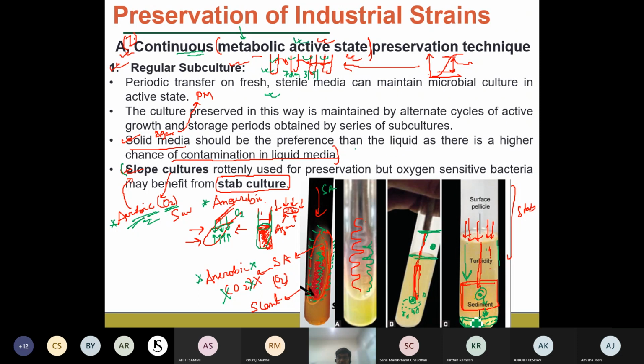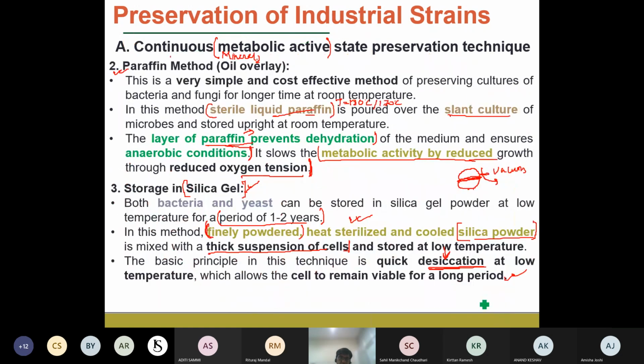Okay, and whatever growth we find after some days is placed at the bottom of this test tube. Then we have seen other things we can use, for example, paraffin oil or glycerol as a preservant.